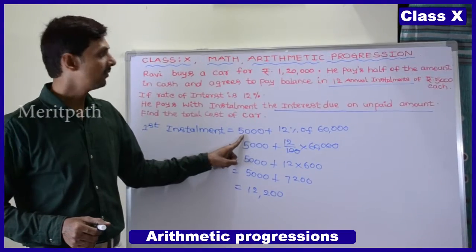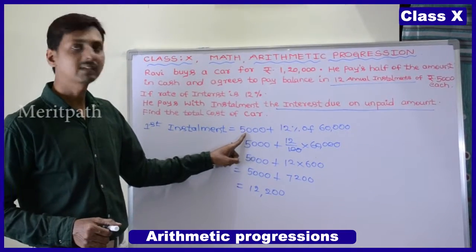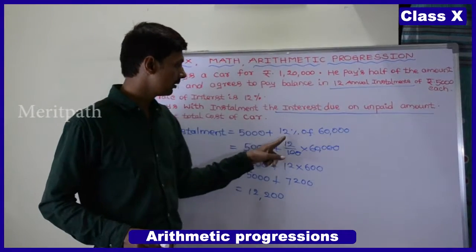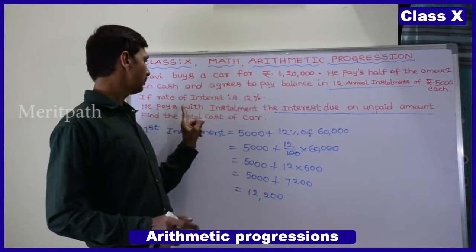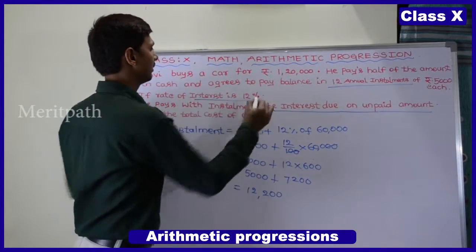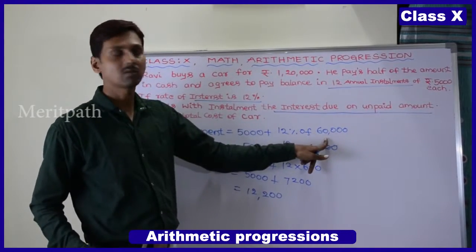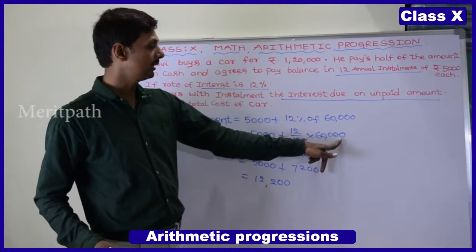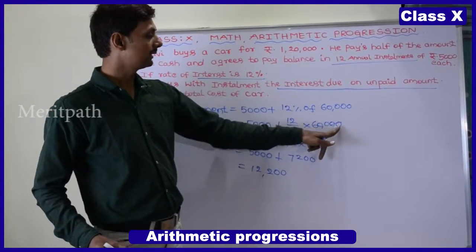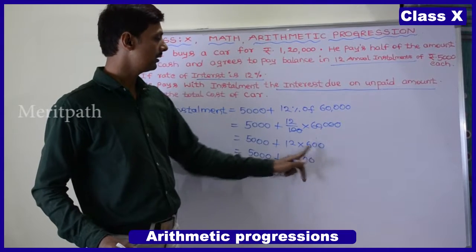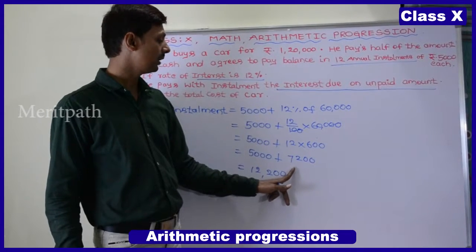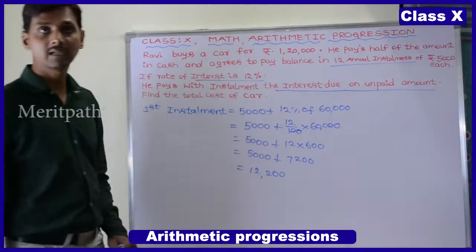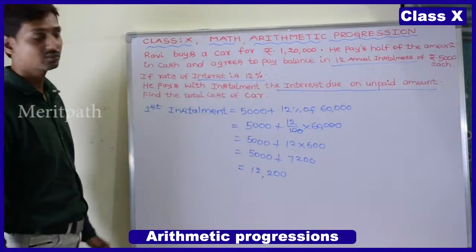The 5,000 is the installment, and he needs to pay the interest on the unpaid amount at the rate of 12%, that is 12% of 60,000. So 12 by 100 into 60,000, these two zeros are cancelled. 12 into 600 is 7,200. There is a 5,000 here. After adding, we got 12,200 rupees. That is the first installment.